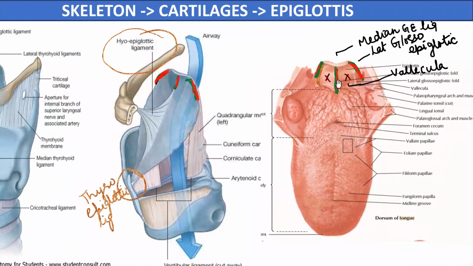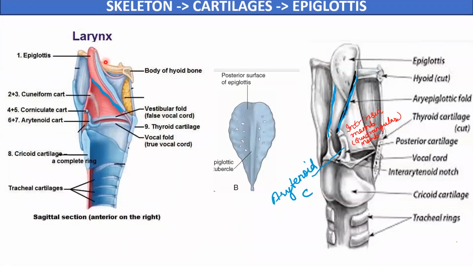Now the posterior surface of the epiglottis, as we see in this first diagram, will face towards the laryngeal cavity, and the lower part of the posterior surface is in fact covered by the respiratory epithelium, but the rest of the epiglottis is covered by the stratified squamous non-keratinized epithelium.